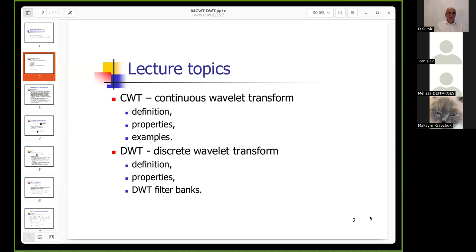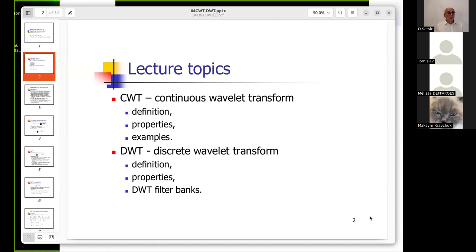Our next lecture will be about something called the wavelet transform. We will talk about definition, properties, and give some examples of the continuous as well as of the discrete wavelet transform. So at the beginning, we will start with our motivation.